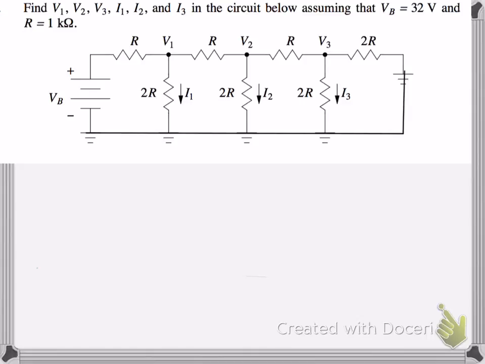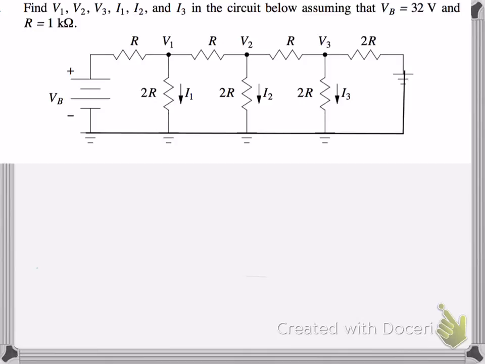So you got this circuit here, and we're supposed to find V1, V2, V3, and I1, I2, and I3, and we're given that the battery has 32 volts. And R is just simply 1 kilo ohm. So the first thing I always like to do is reduce the circuit into a single resistance. Like it's the battery and the resistor. That's it, because there's nothing fancy going on here in terms of capacitors and inductors, etc.